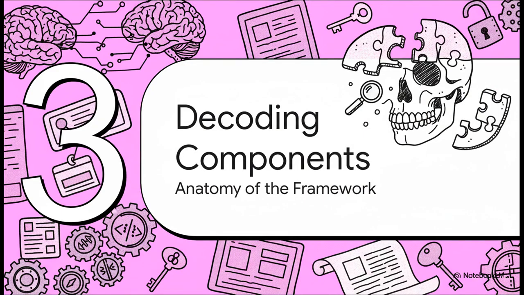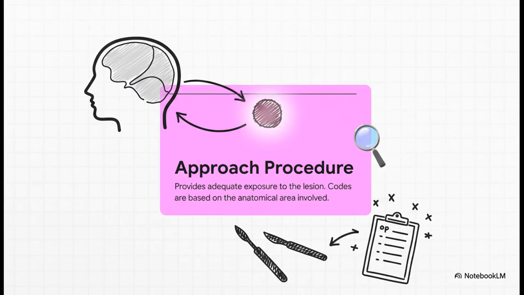So now that we have the blueprint, let's really break down what each of these components means. Mastering these definitions is what's going to let you confidently pull the right codes straight from any operative report. First up is the approach. This is purely about getting access. The surgeon, or sometimes a whole team of surgeons, is just creating a pathway to get to that lesion. The codes for this part are categorized by which part of the cranial fossa, which is just the floor of the skull, they're entering. Anterior, middle, or posterior. The op report is your map.